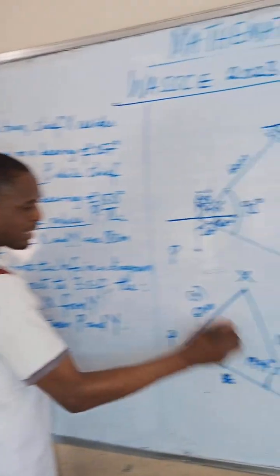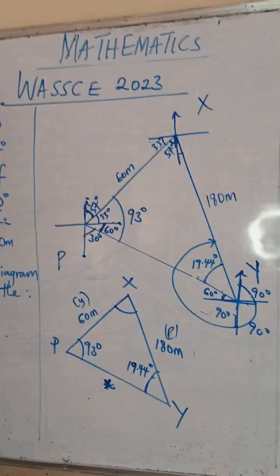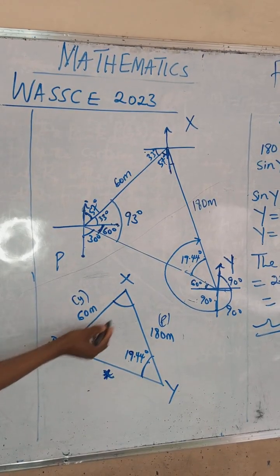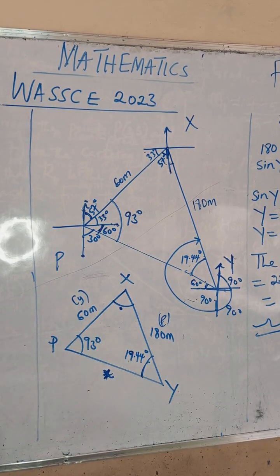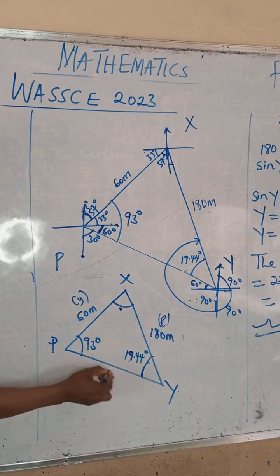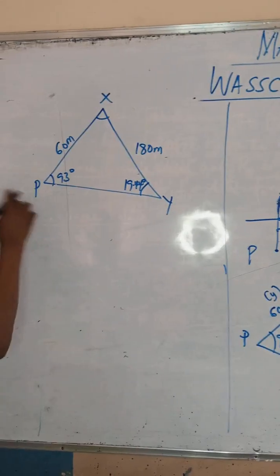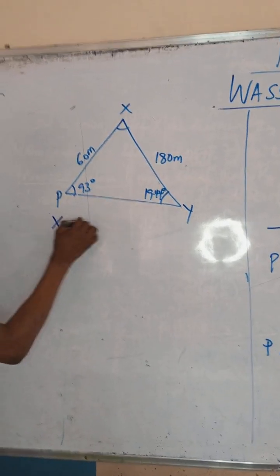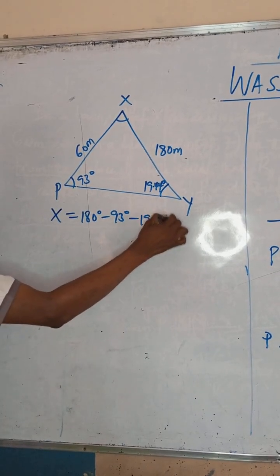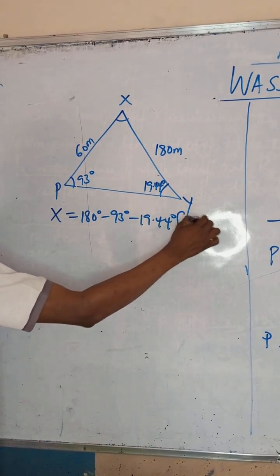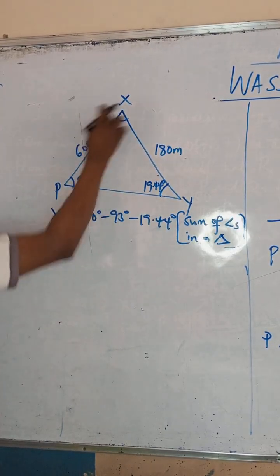So we have two angles. We can get the third angle here using sum of angles in a triangle. So first, let's get the angle here. Once we have this angle using sum of angles in a triangle, then we can use sine rule to get the side x, which is the PY they asked us to find. Simple. So let's start. This is the diagram. To get angle x will be 180 degrees minus 93 degrees minus 19.44 degrees, from sum of angles in a triangle. You know, the addition of the 3 is 180.